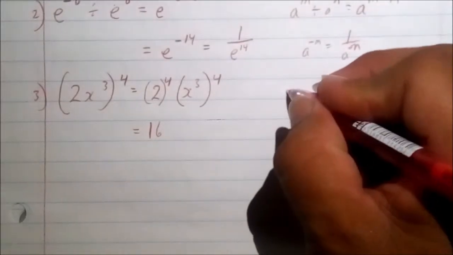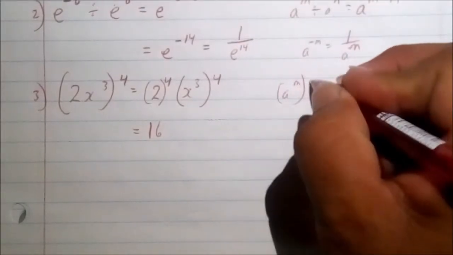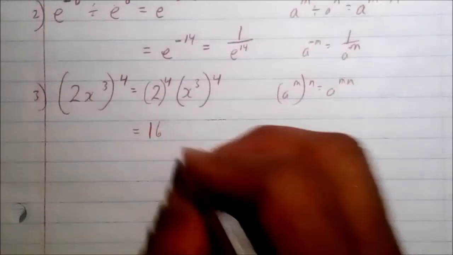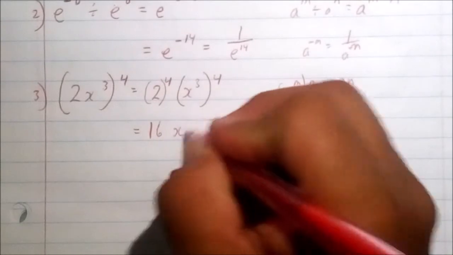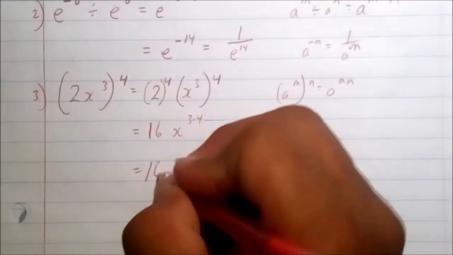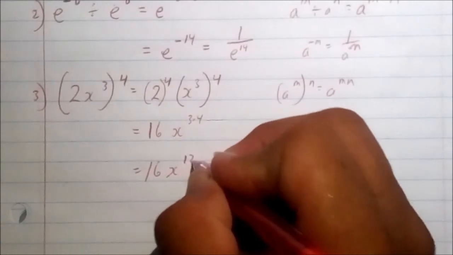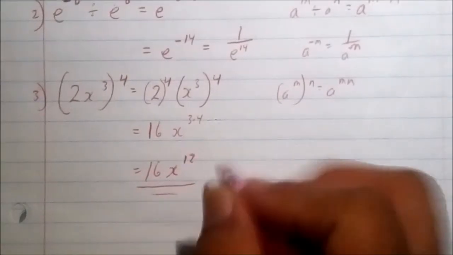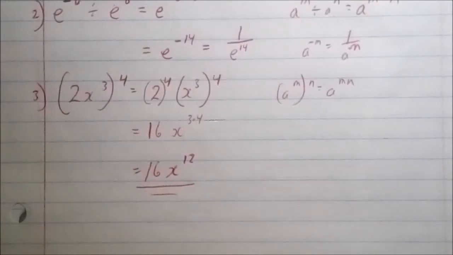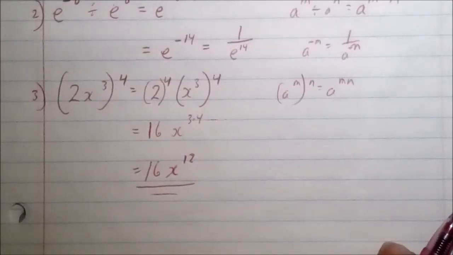And here, the rule says a base to a power raised to the next power will keep the base and simply multiply their powers. So this gives us now x to the 3 times 4, which is then 16x to the 12th power, and that's our solution. If these were negative, just simply multiply them with their signs. It is very straightforward in that case.